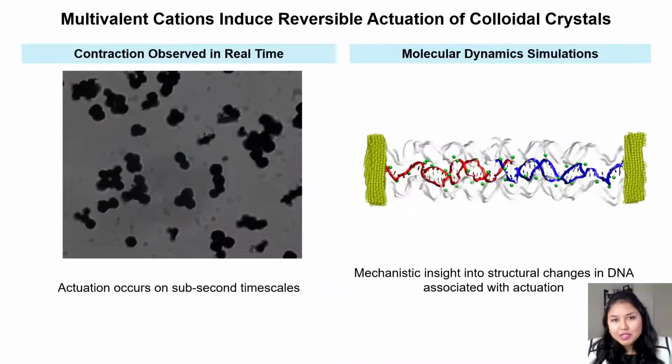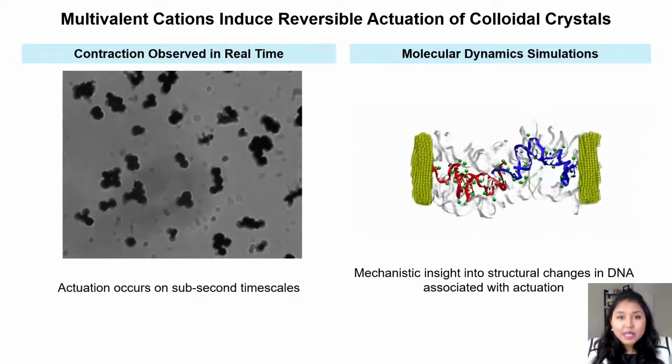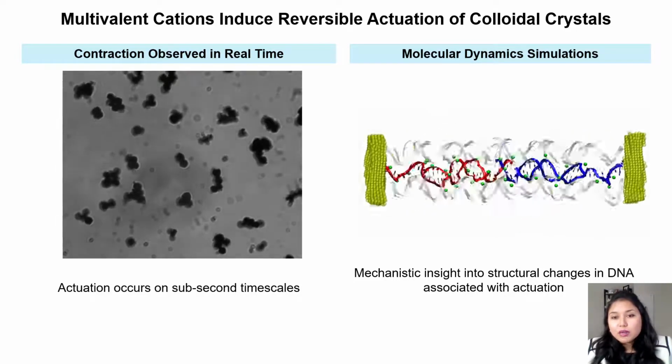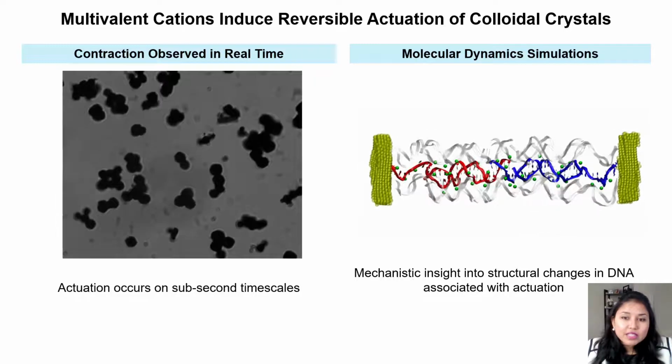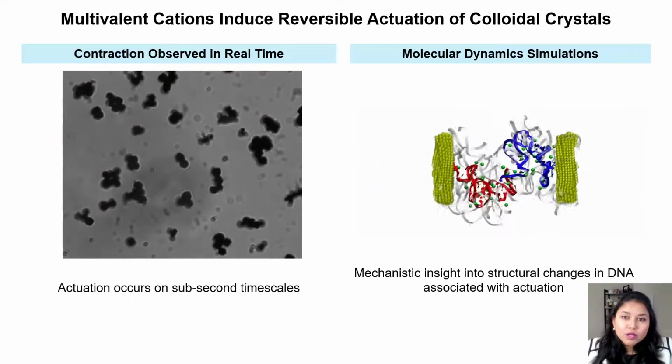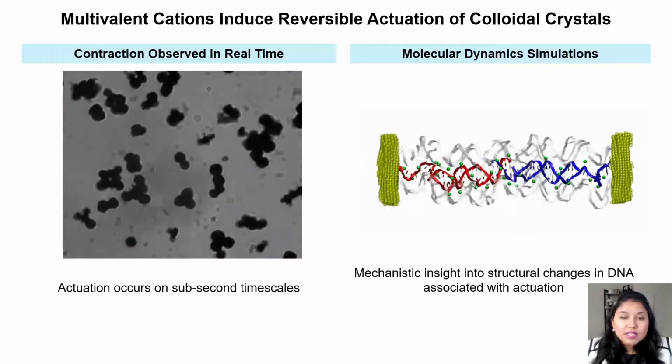When we think about dynamic systems, we not only think about what is the extent of actuation, but we also think about how fast these changes are occurring. So in most micron scale systems, the time frame is of the order of minutes to sometimes even hours because of diffusion limitations. In this case, we observed the contraction process in real time as we added 2-molar nickel. And what we observed is that actuation occurs on sub-second timescales. On the right, you can see what is happening to the DNA structure based on molecular dynamics simulations. And it is really impressive that despite the large deformations, we see no loss in DNA base pairing.